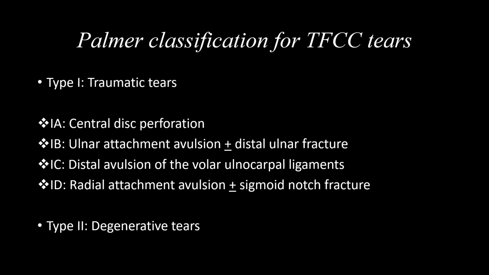Now, there is a Palmer classification for the TFCC tears, and we are interested in the type 1 tears which are traumatic. In type 1A, there is a central disc perforation, which was not seen in our case. In 1B, there is ulnar attachment avulsion with or without distal ulnar fracture. This was present in our case.